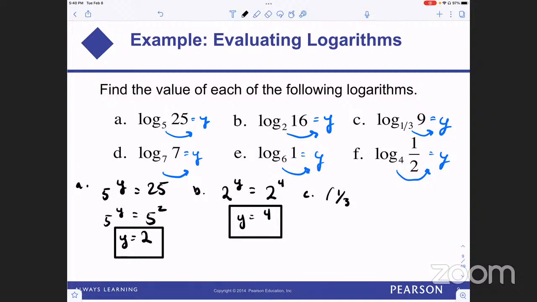One third to the power of y equals 9. So I'm going to write 9 as 3 squared. 1 over 3 is the same as 3 to the power of -1. A power raised to another power, you multiply, right? So we have 3 to the -1 to the power of y, which gives us 3 to the power of -y equals 3 squared. Notice we're getting those bases to be the same. So if -y equals 2, that means y equals -2.